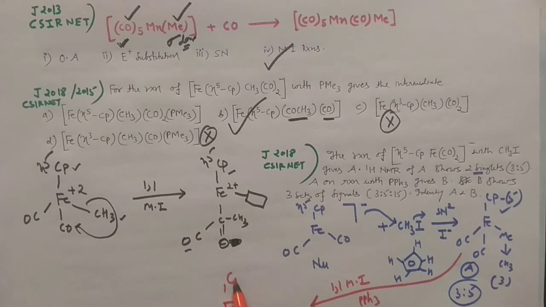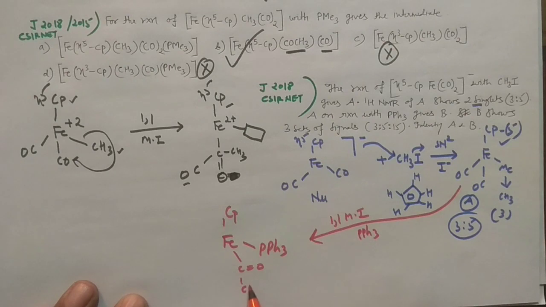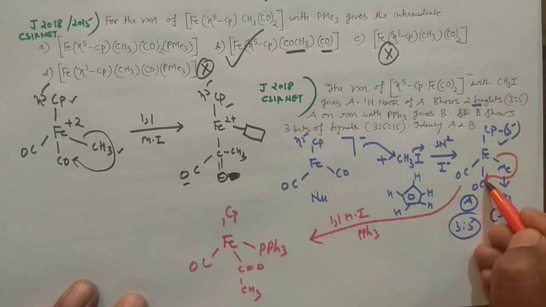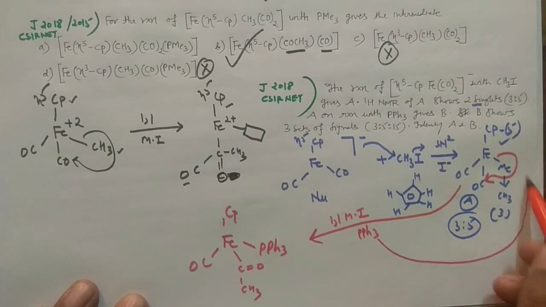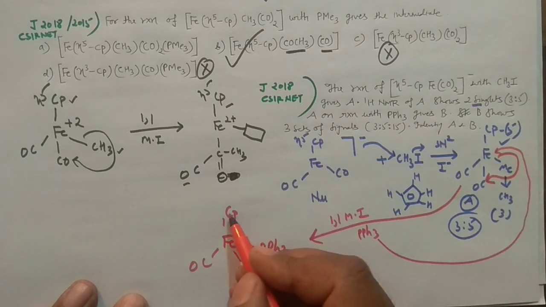Fe, Cp, PPh3, C double bond O, sorry it is not in the frame, this is CH3, this is CO. What will happen in that case? This methyl will migrate to this carbonyl and a vacant site would be created, and this vacant site would be taken up by this PPh3.